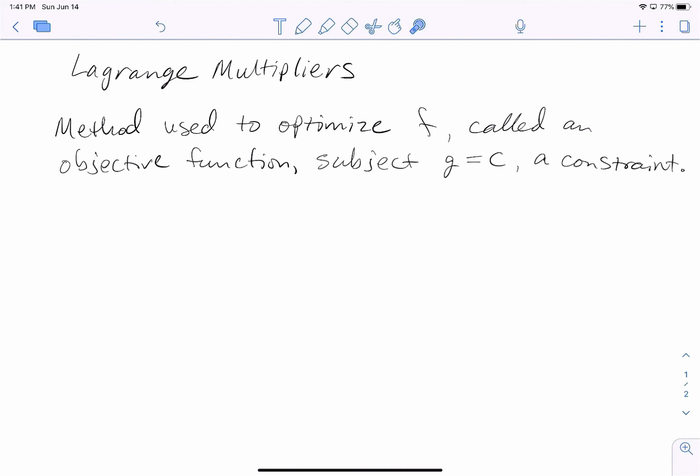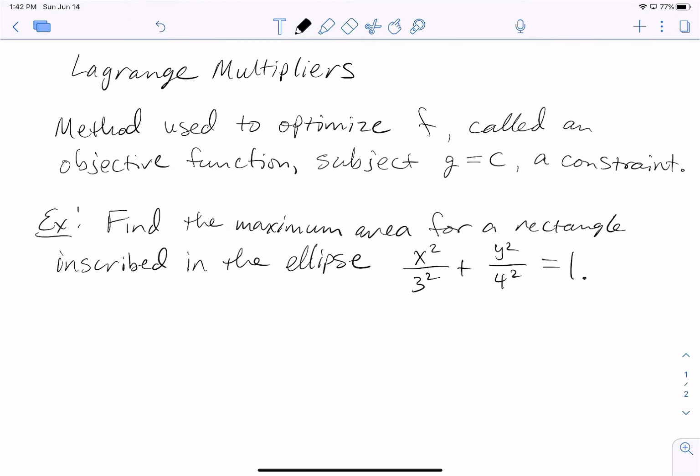Lagrange multipliers are used in a technique by which we can optimize a function f, which we're going to call an objective function, subject to an equation g equals c, which we call a constraint. An example of a problem that would use Lagrange multipliers would be: find the maximum area for a rectangle inscribed in the ellipse x squared over 3 squared plus y squared over 4 squared is equal to 1.